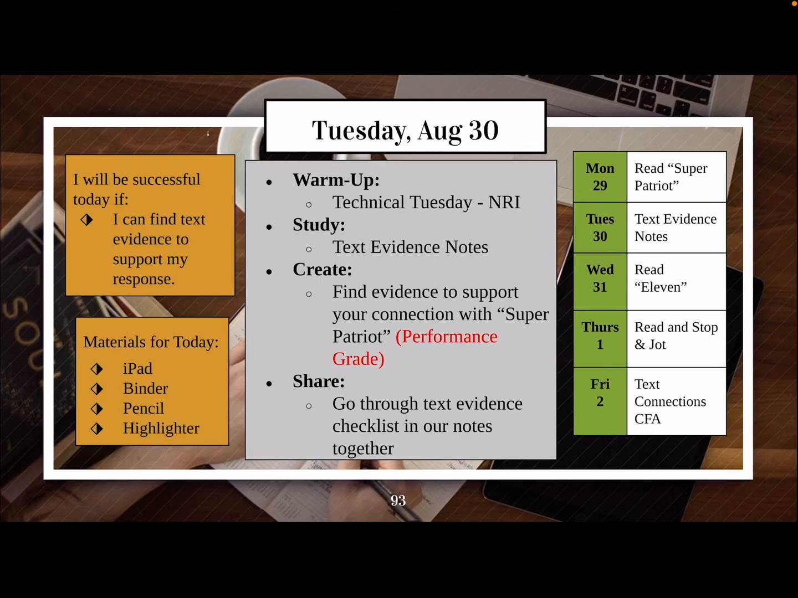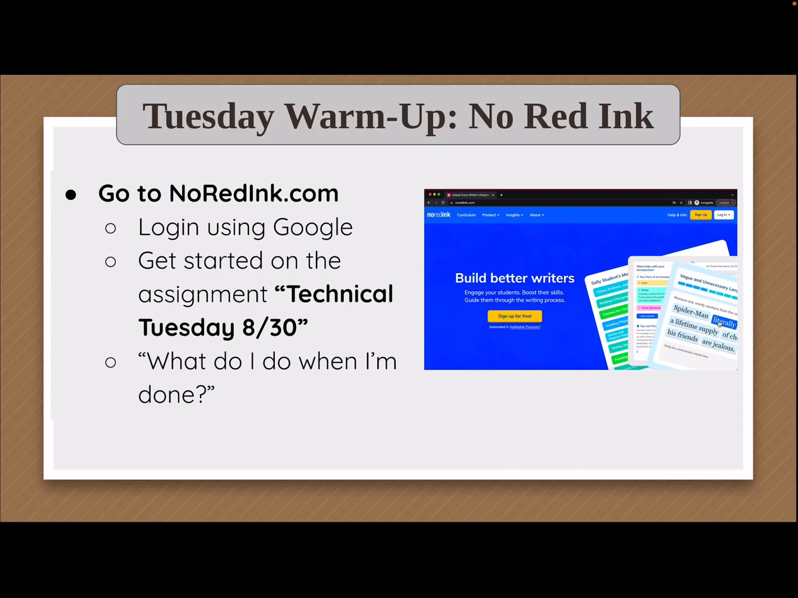All right, everyone. Today's Tuesday, August 30th. You're going to start with your warm-up, which is Technical Tuesday on NoRedInk. Then for our study today, we're going to take some text evidence notes. And then for our create, we're going to go back to our worksheet on Super Patriot and find evidence to support our connection. And then for our share, we're going to go through the text evidence checklist in our notes together. So first, let's go to our NoRedInk warm-up.